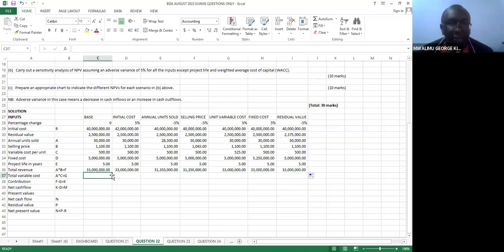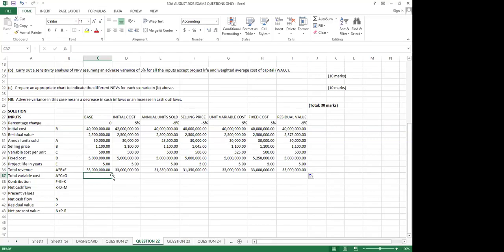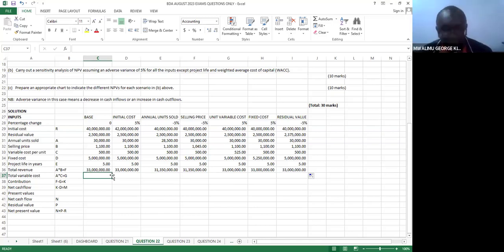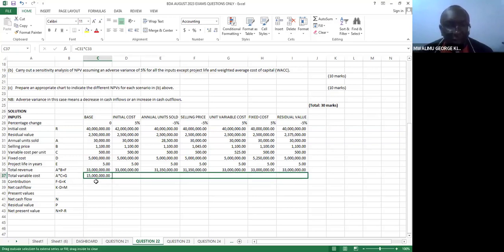Let's go for the variable costs. Collins, are we together at that point? Yes. Let's now get the total variable costs. The formula is equals to get the units here, multiplied by the variable cost per unit here. Press enter. So you copy here all the way up to this point. So we have the variable cost.